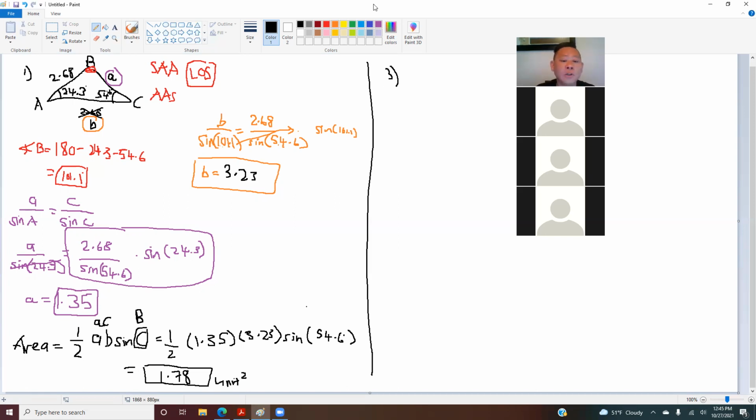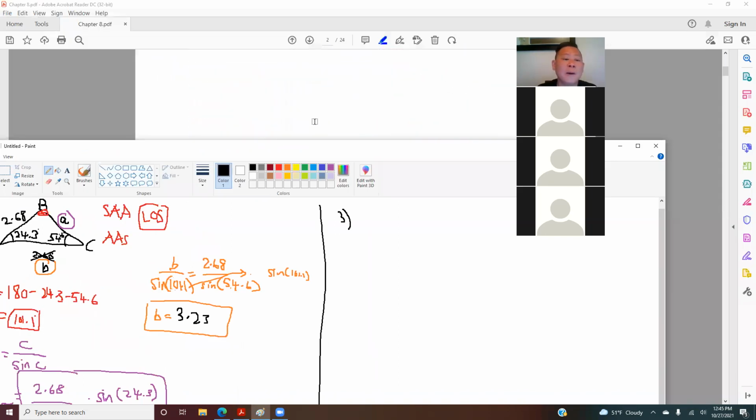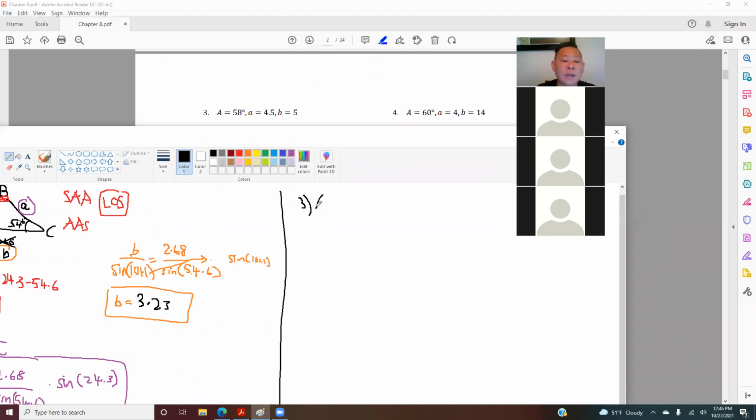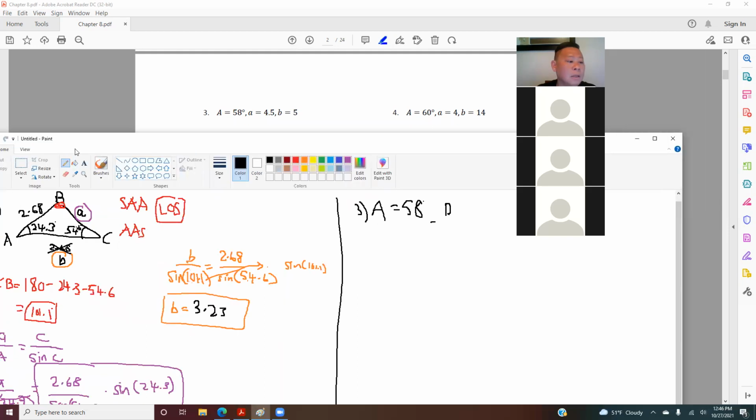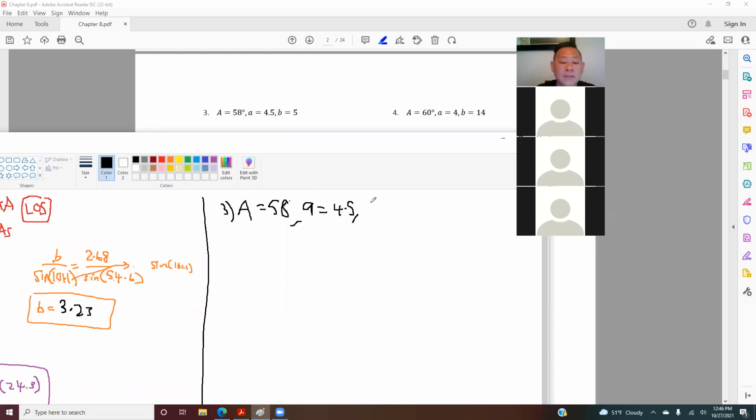So I'm going to put you guys in groups. I want you to do question number 3 here, where A in this case is 58 degrees, little a, which is side A, is 4.5, and side B is 5.